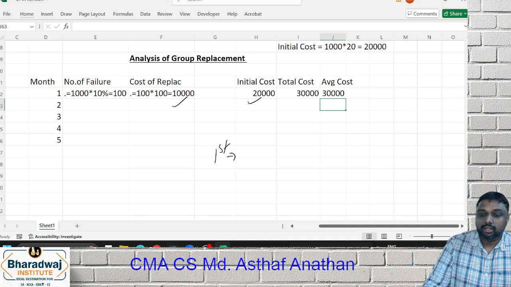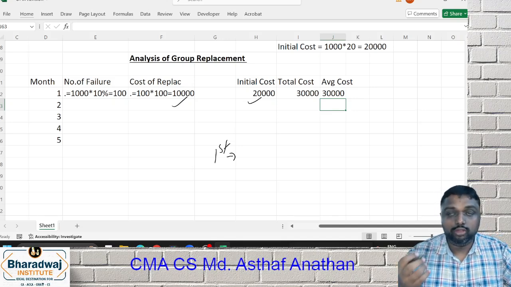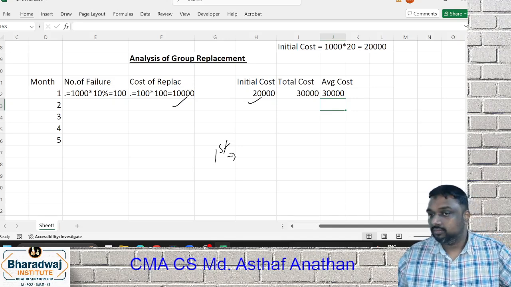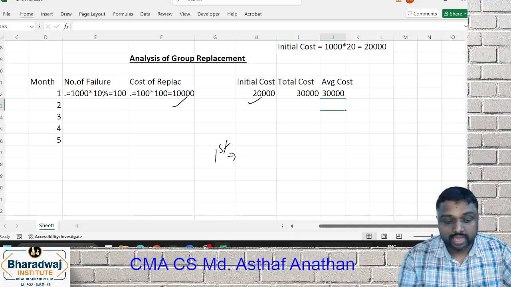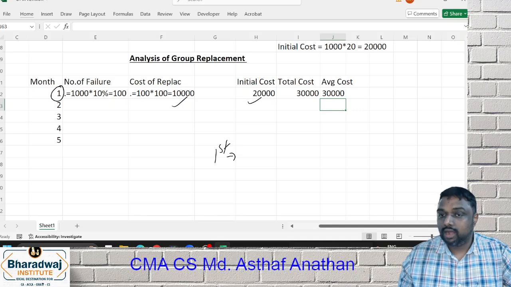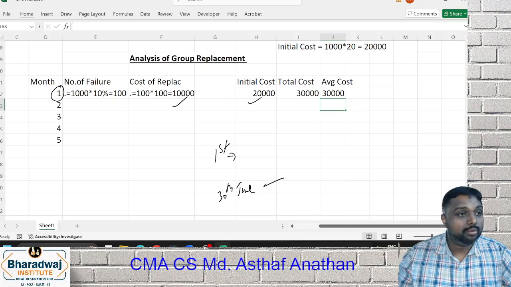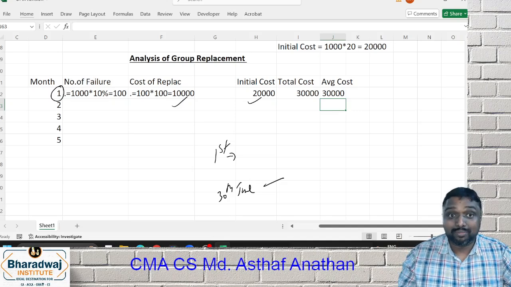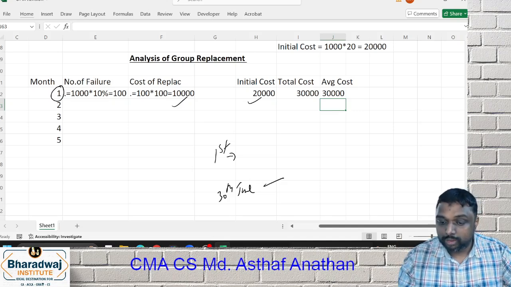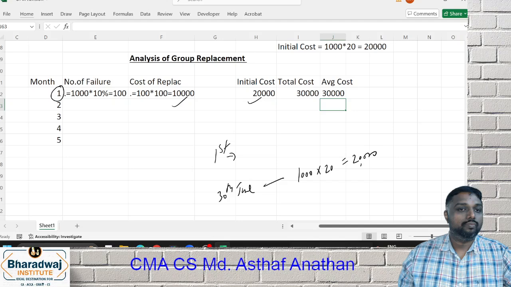June 1st. So today, June 1st, you want to start the action. You are going to change the bulb after when? After 1 month, let's say on 13th June. So on 13th June, you will replace all the bulbs. That is what you call group replacement. That is what is meant by group replacement. The cost is 20,000.